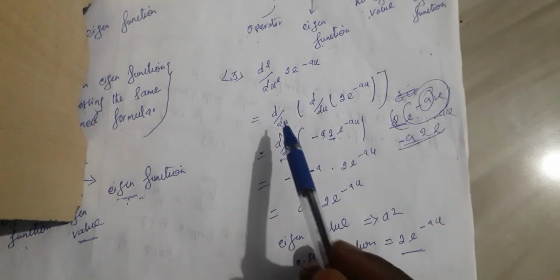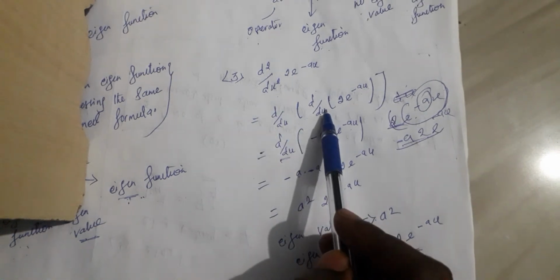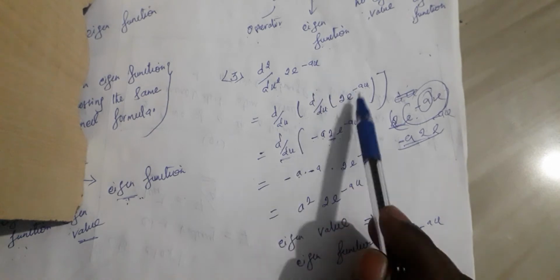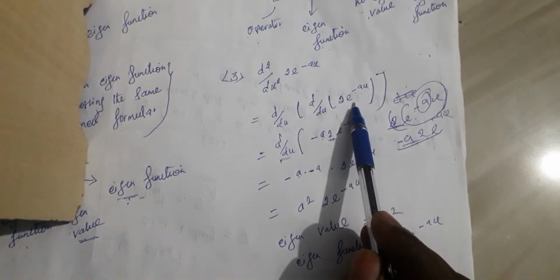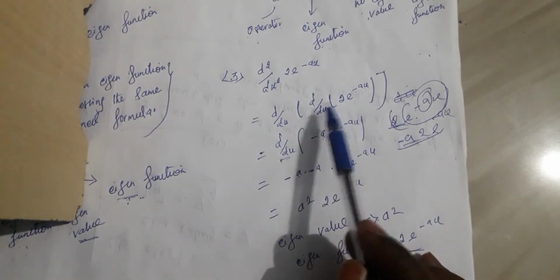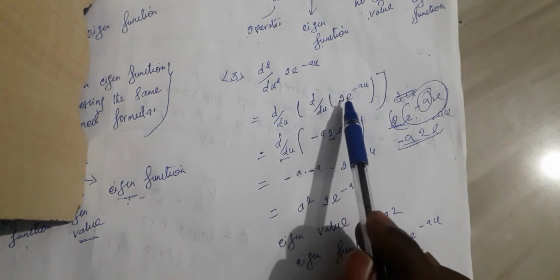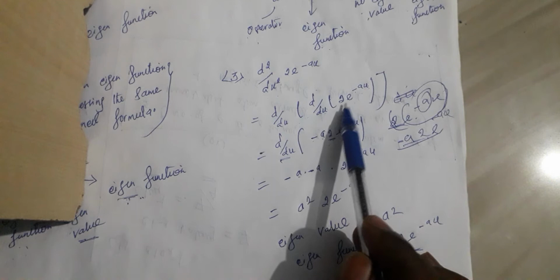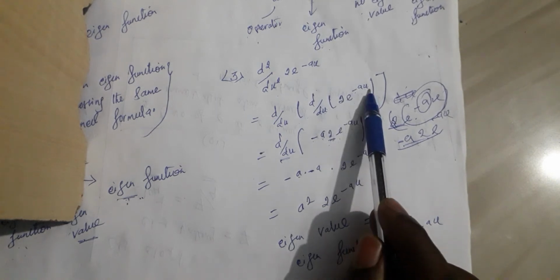So d by dx into d by dx, and the remaining term 2e power minus ax we can put. First we will take the term 2e power minus ax. First we will differentiate 2e power minus ax.